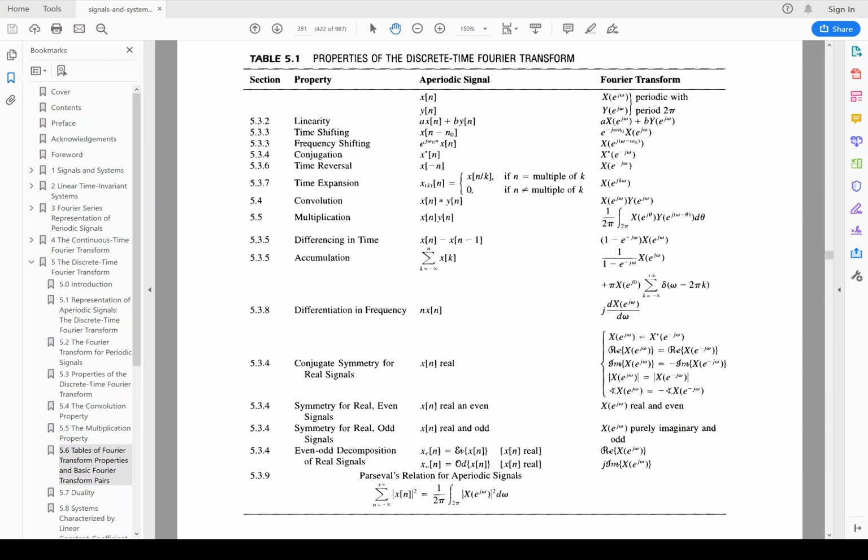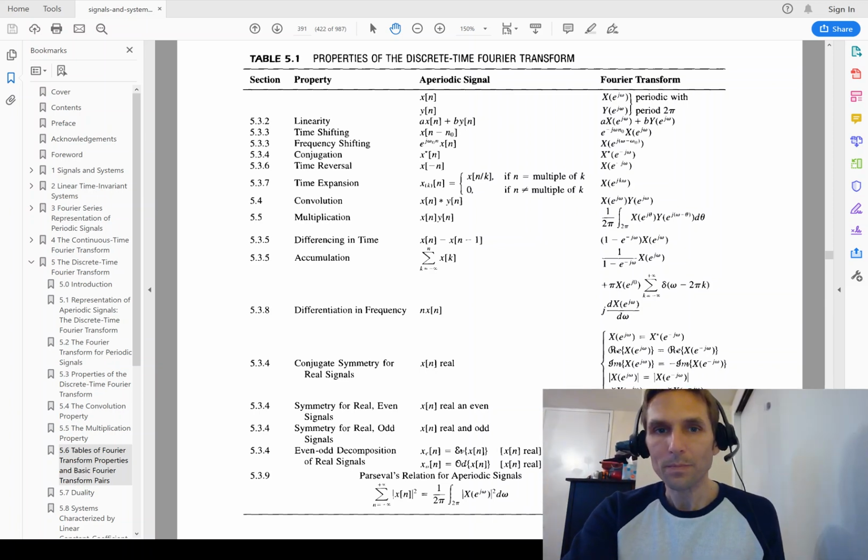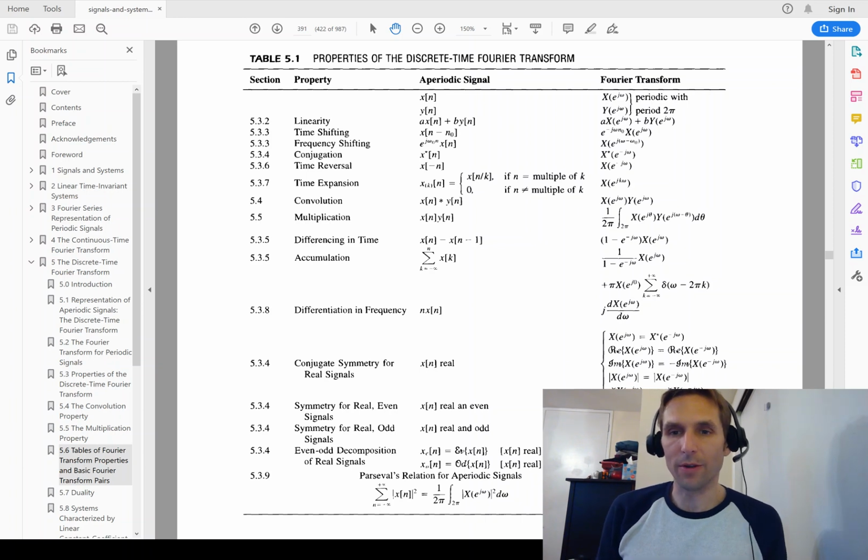So there you have it. You should find some sort of reference material that you can use, maybe your textbook, maybe some online reference material, but you should be able to find something that you can rely on here. In the next couple of videos, we're going to look at some concrete examples of how we can apply these properties of the DTFT, so stay tuned.